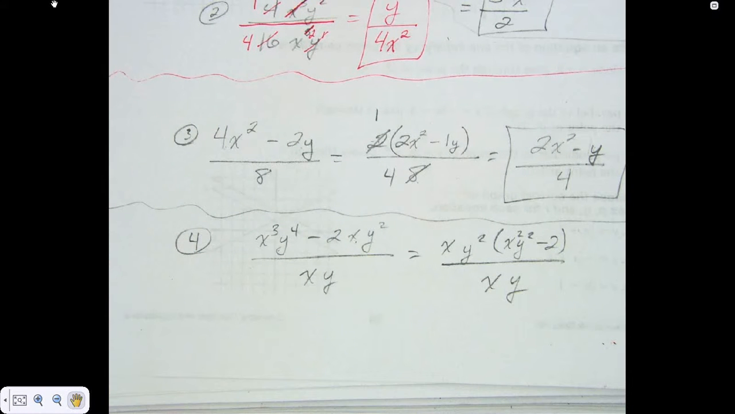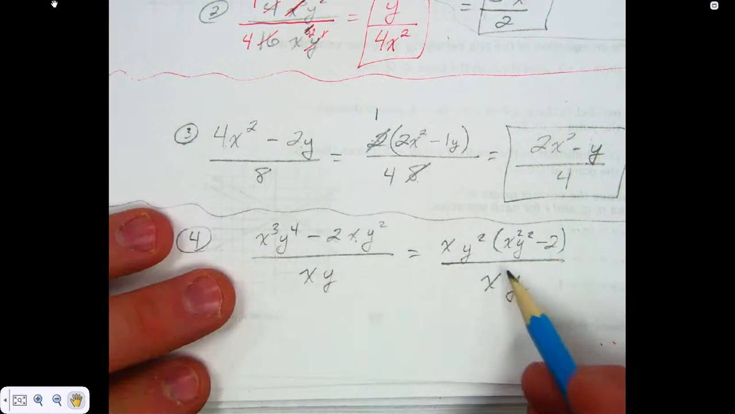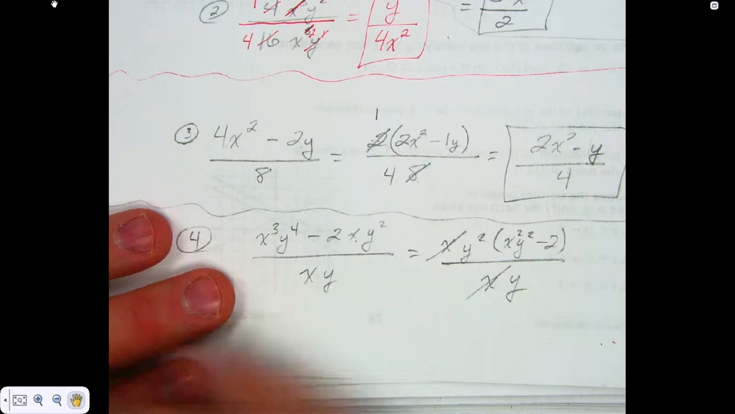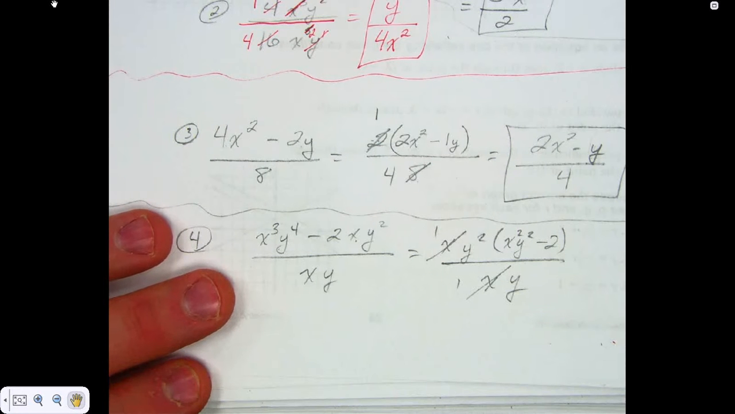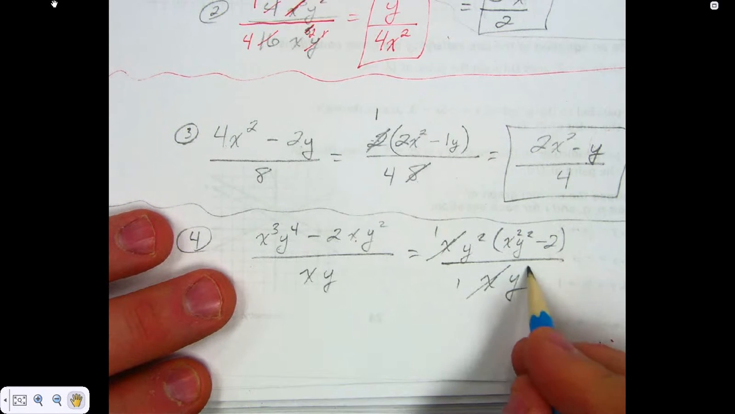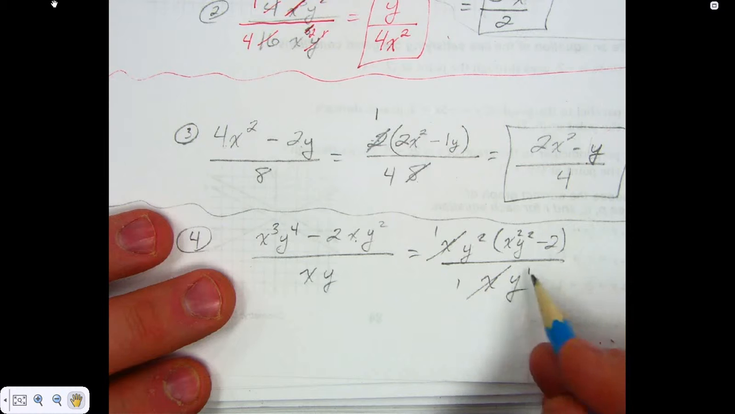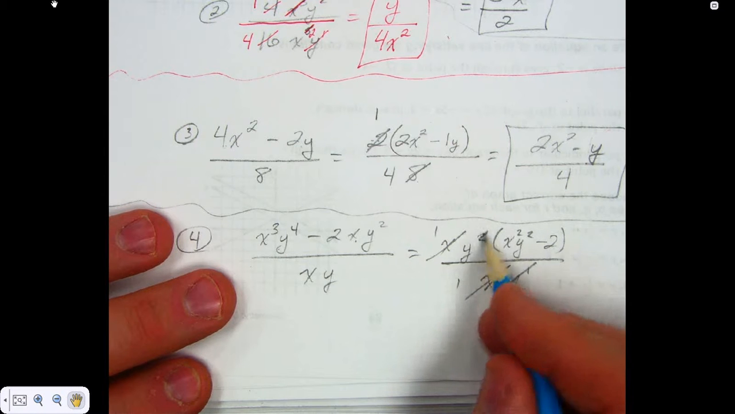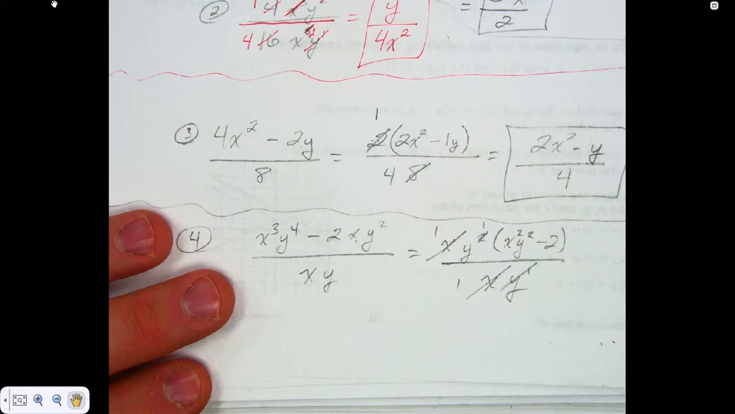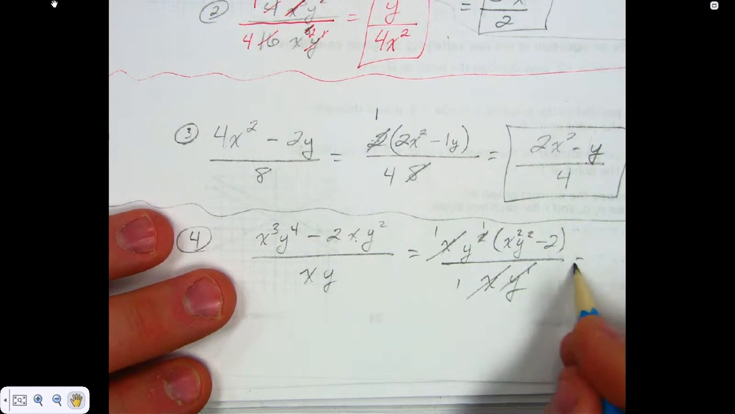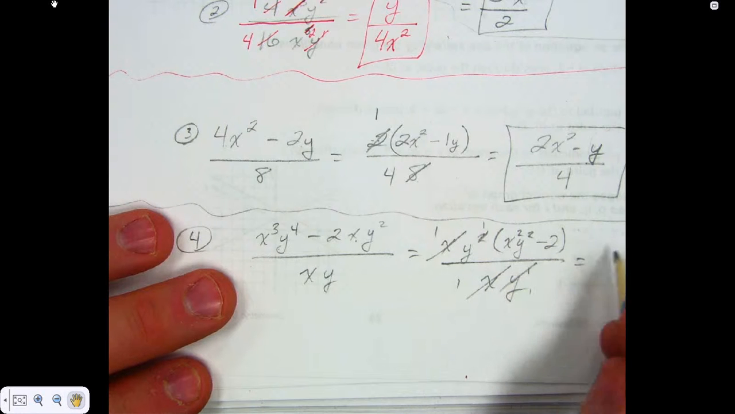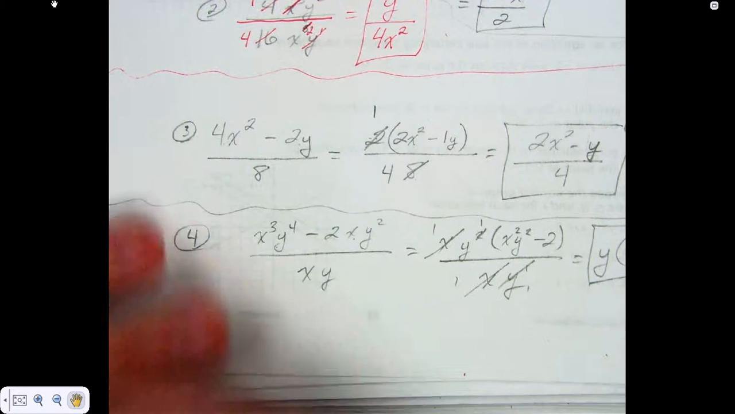Now, since I've made it into one big multiplication problem on top, I can see if there's anything to cancel or divide into 1. What cancels here? Both the x's just both cancel out, don't they? How many y's are on the bottom? How many does that leave then? Leaves just 1 up here, doesn't it? So my answer is there's just 1's left on bottom, so it's y times x squared, y squared minus 2. And just leave your answer just like that.